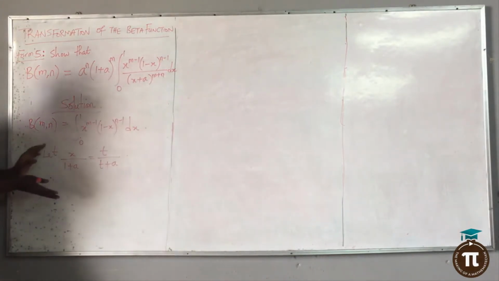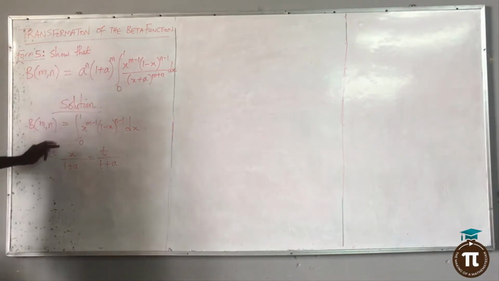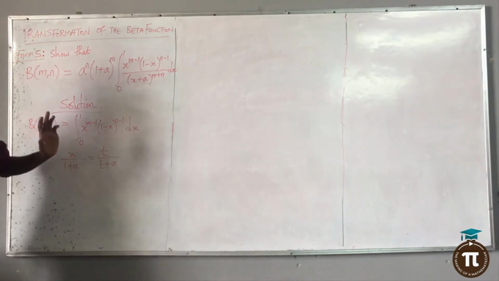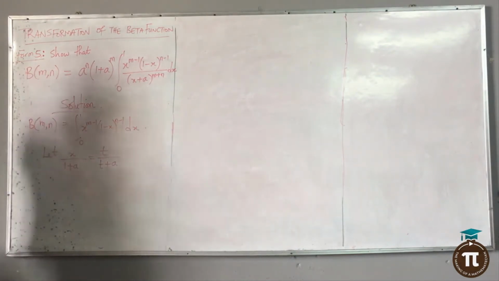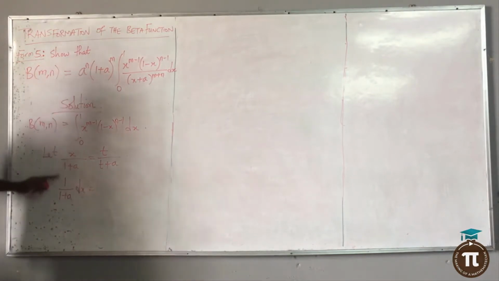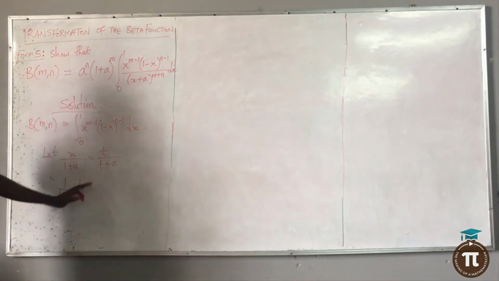This is the substitution I'm going to make. Let s over 1 plus a be equal to t over t plus a. That is what I'm going to be using. So I will differentiate. This one will give me 1 over 1 plus a ds, differentiating with respect to s, because 1 over 1 plus a is a constant.